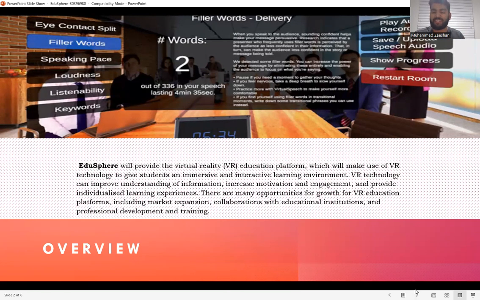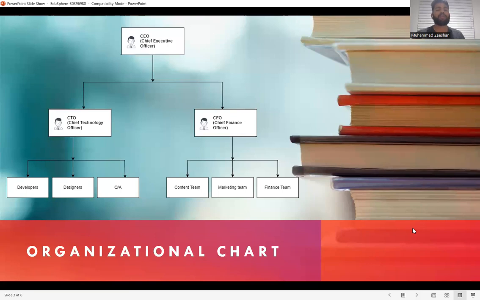Now we will move to the next slide. Here you can see the organization chart of EduSphere. At the top, there is the CEO, Chief Executive Officer, and under that, there is a CTO and CFO, Chief Technology Officer and Chief Finance Officer, respectively. So what are their roles?